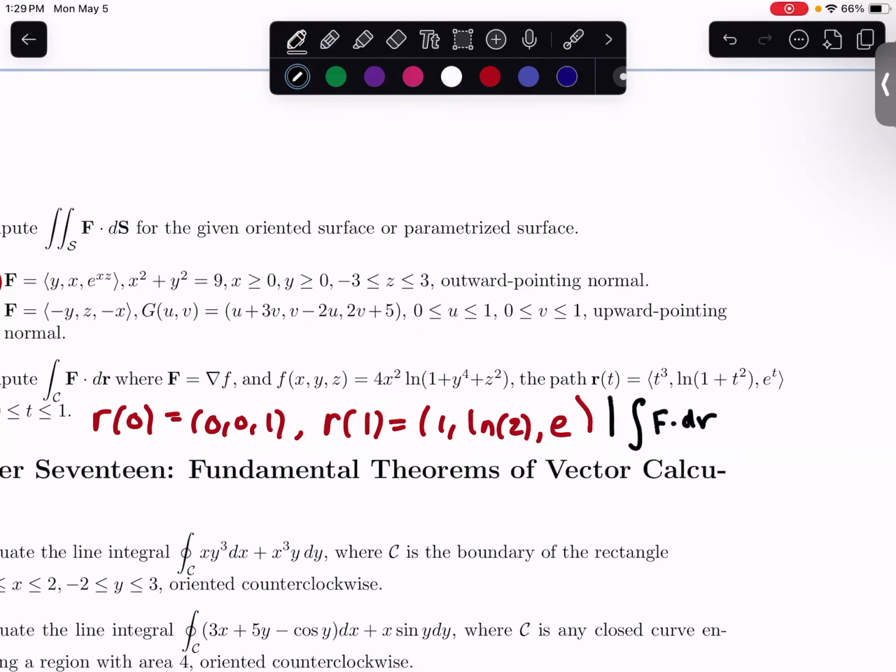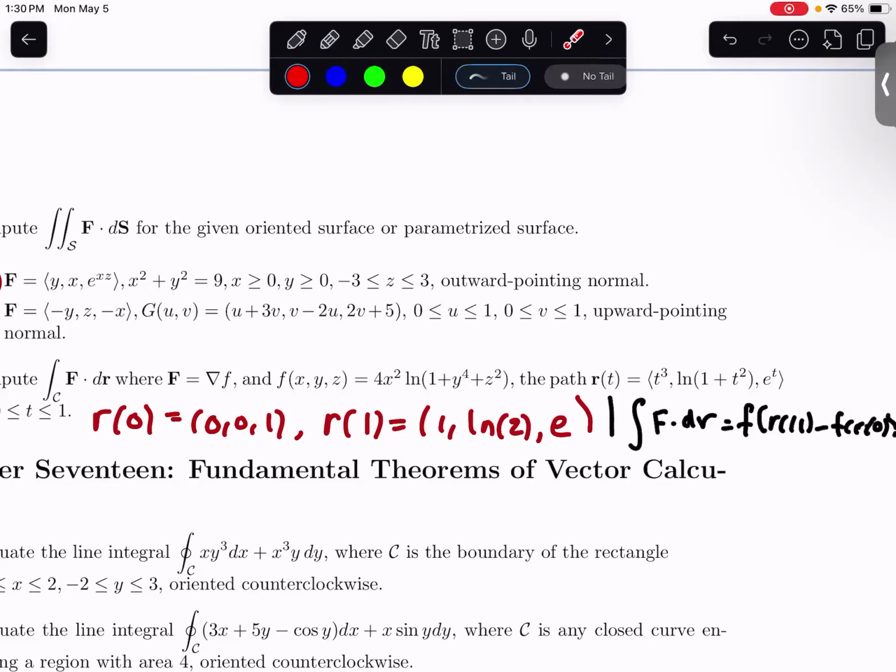And so the fundamental theorem for conservative vector fields tells us that this integral is going to be equal to f evaluated at the right endpoint, or the largest point. So f of R1 minus f of R0. Yeah, this was a bad idea. I don't have any space.